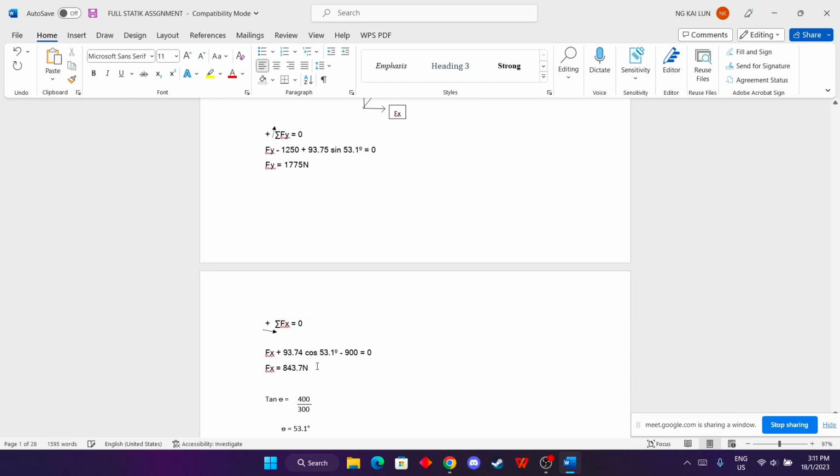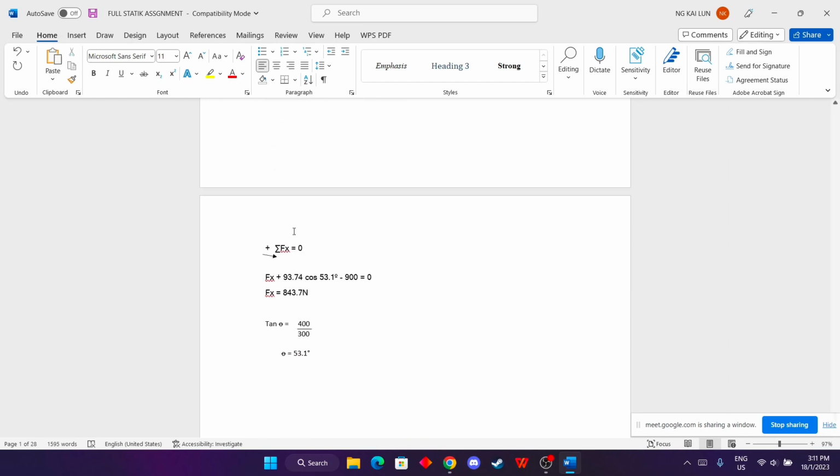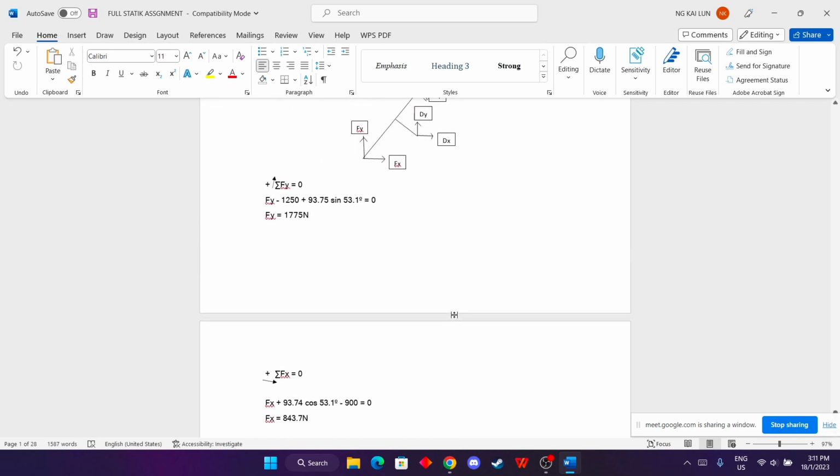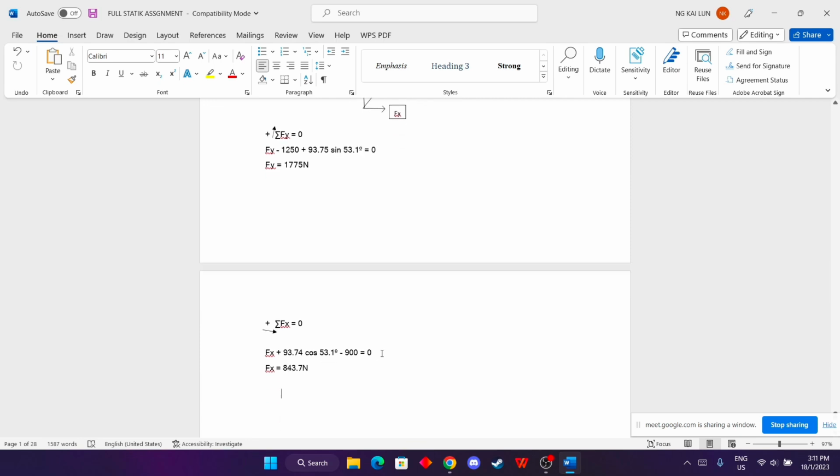Okay, then for the force x, the equation is Fx equal to 0, and then Fx plus 93.75 cos 53.1 degrees minus 900 from the equation from the FBD here, equal to 0, and then we got the final answer Fx equal to 843.78 Newton.